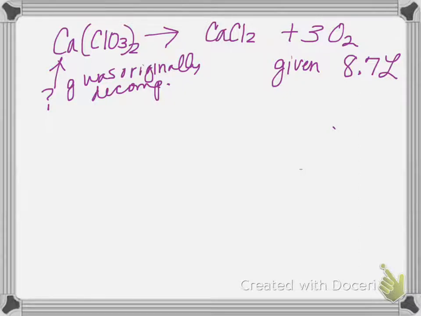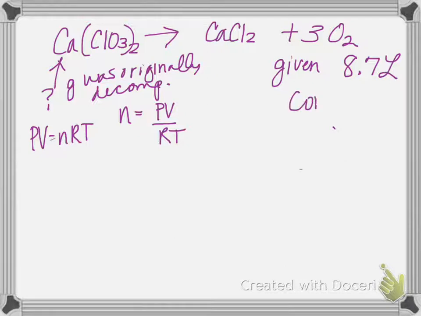So this time, since I have volume, I can't start with my stoichiometry, so I'm going to start with my PV equals nRT, and I'm going to solve for moles. So it's going to be n is equal to PV over RT. And I need to give you some conditions. I didn't do that. Okay?